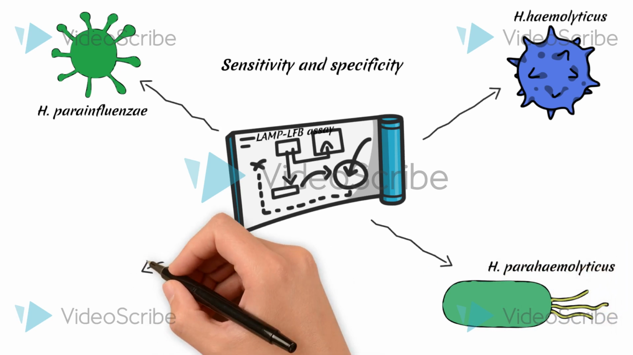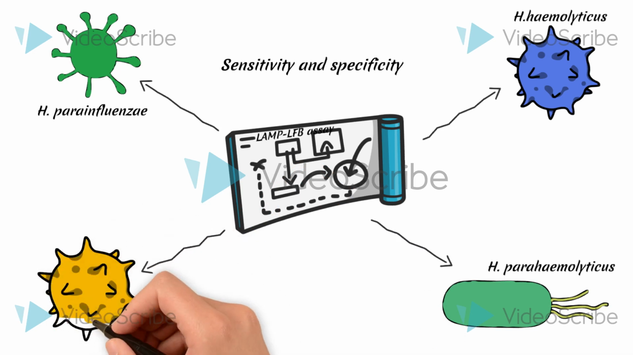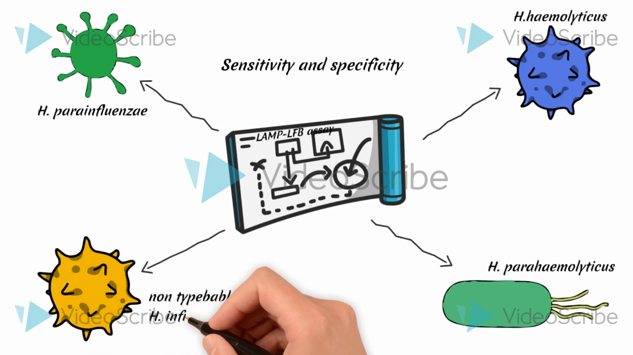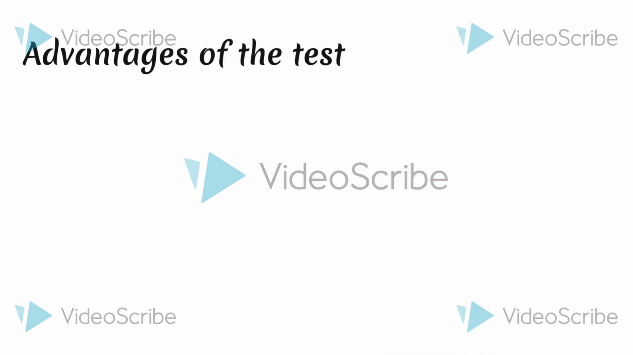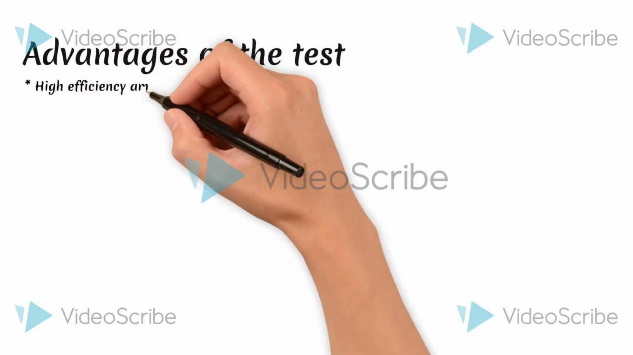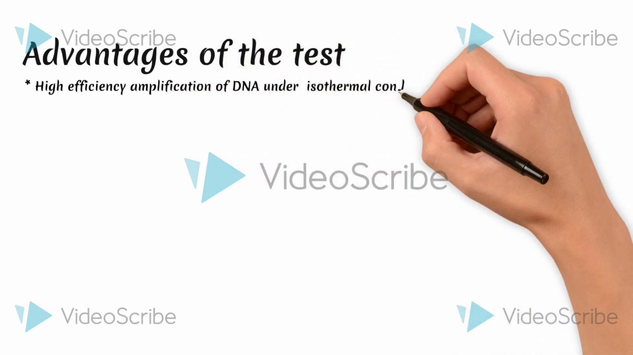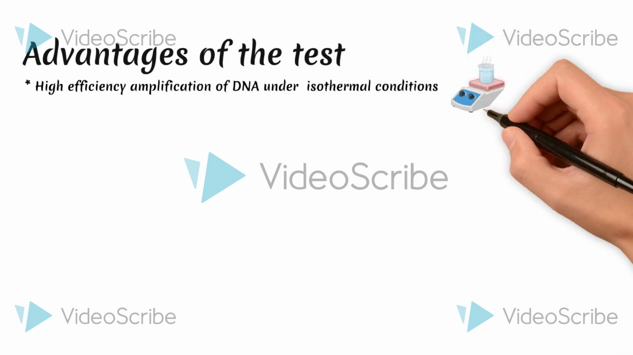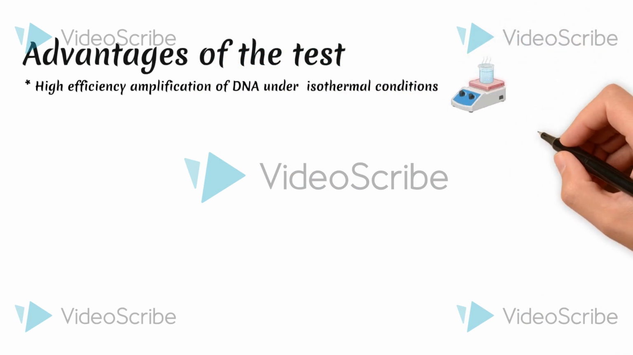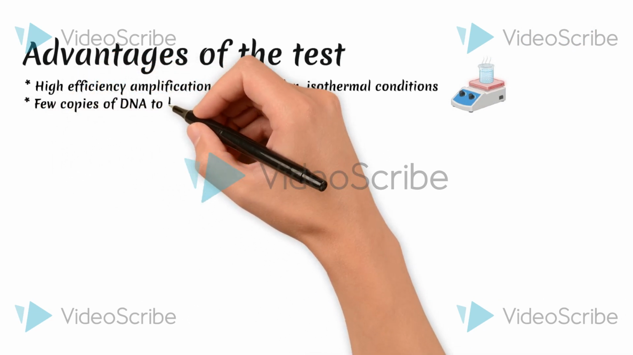The limit of detection of LAMP-LFB assays was 100 femtograms by the 4 detection methods. Some advantages of the LAMP lateral flow biosensor test are that it has a high efficiency amplification of DNA under isothermal conditions, so the reaction is easy to perform in a regular laboratory water bath or heat block. It only needs a few DNA copies to detect the analyte, and its detection is simple, easy, and selective. It also has a high specificity to the target DNA sequence.